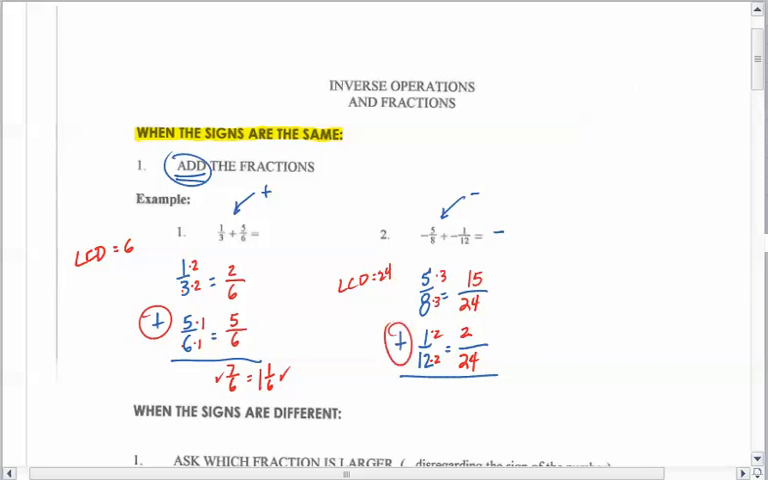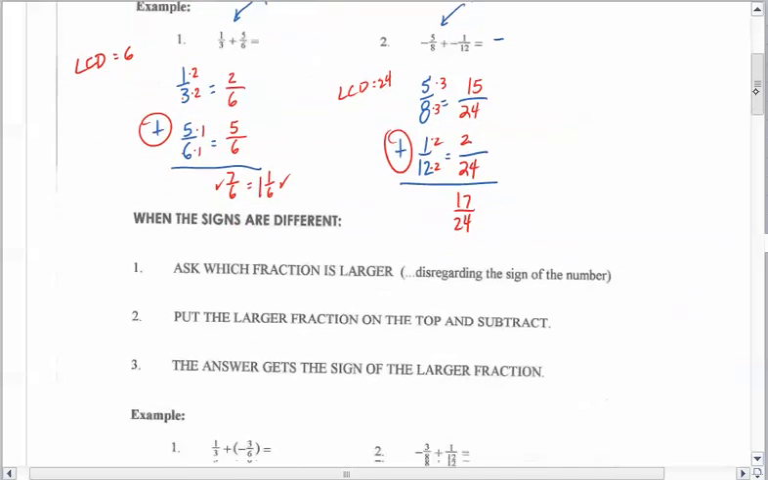We're adding, so that's going to be 17/24. Now, is this in simplest form? Well, let's see. Can anything divide the top and bottom so that it's smaller? No, it's simplest form. Can I write it as a mixed number? No, because it's not top heavy. All right, so there's just a little review.